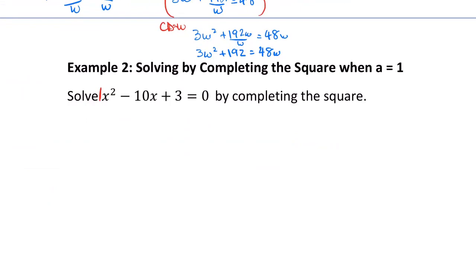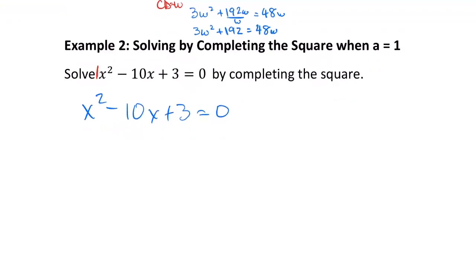Okay, so this book approaches this a little bit differently than I would. It's not going to be a huge deal. We just need to make sure that we remember a particular step when we get to a later unit, later section in the next unit for quadratics. Okay, so let's start with x squared minus 10x plus 3 is equal to 0.